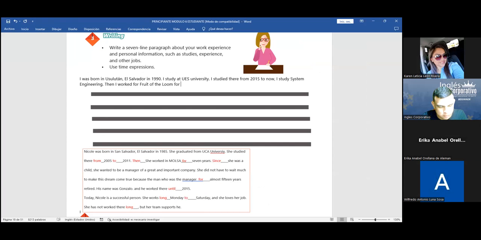For. The word for. 10 years. Fruit of the loom. Luego, entonces, y puede poner desde cuándo a cuándo. For 10 years, I worked there. From, después desde el 2011 to 2021. Okay. Vale.